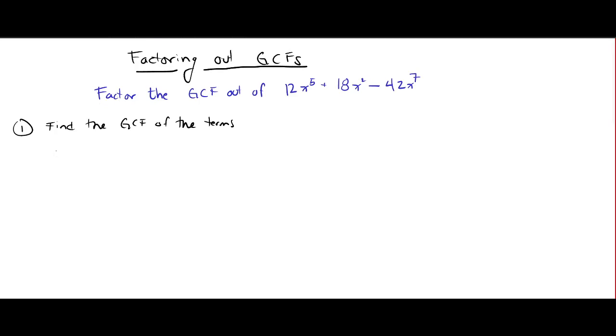So let's just go ahead and factor the coefficients. So 12 is 4 times 3, 4 is 2 times 2. And we can factor 18, that's 2 times 9, 9 is 3 times 3. And 42, it factors as 6 times 7, and 6 is 2 times 3.